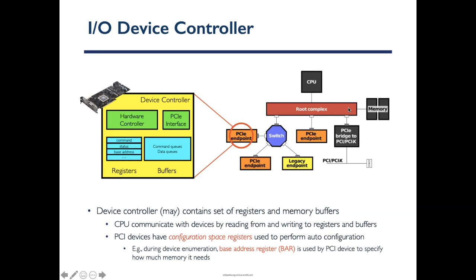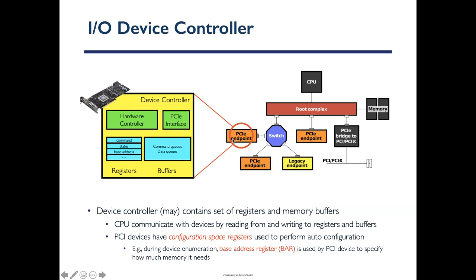For this particular example, this figure has memory connected to this root complex. So the root complex basically is the main bus that connects the CPU and memory, and all these devices are basically connected to it.